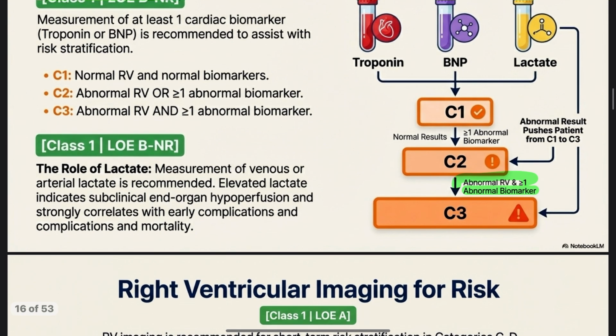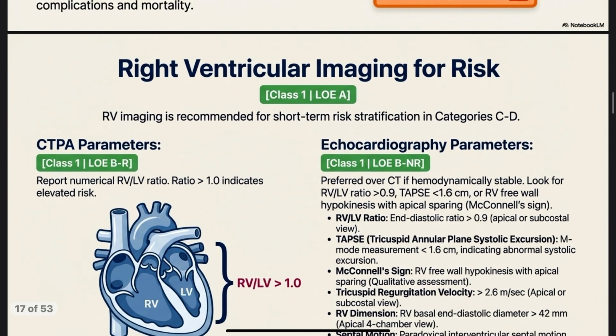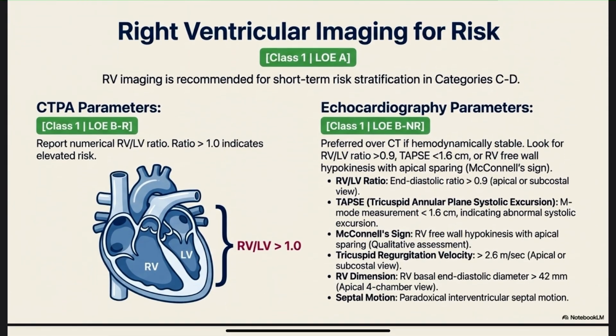Role of lactate is very important. Measurement of venous and arterial lactate is recommended. Elevated lactate indicates subclinical end organ hypoperfusion and strongly correlates with early complications and mortality. Lactates are very important in pulmonary embolism. Again, echo findings or right ventricular dysfunction findings. Right ventricular dysfunction can be diagnosed with two forms. One is CTPA or echo.